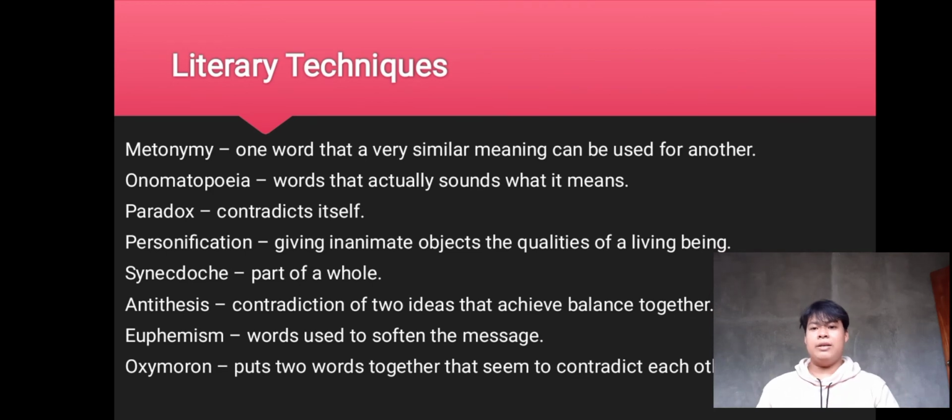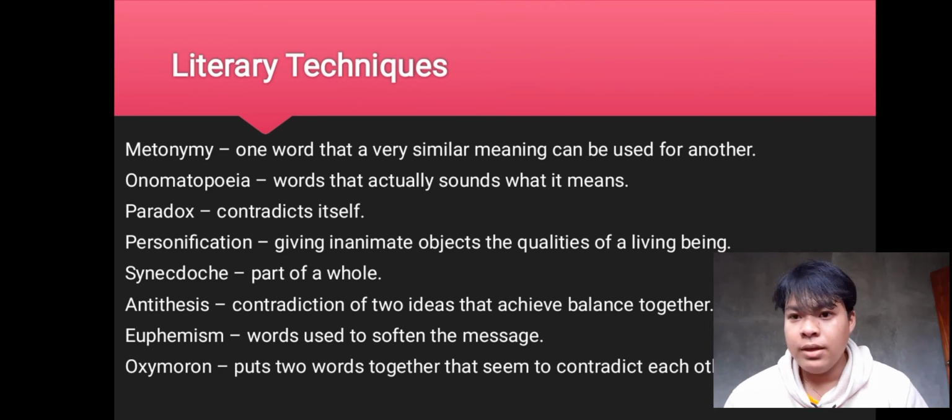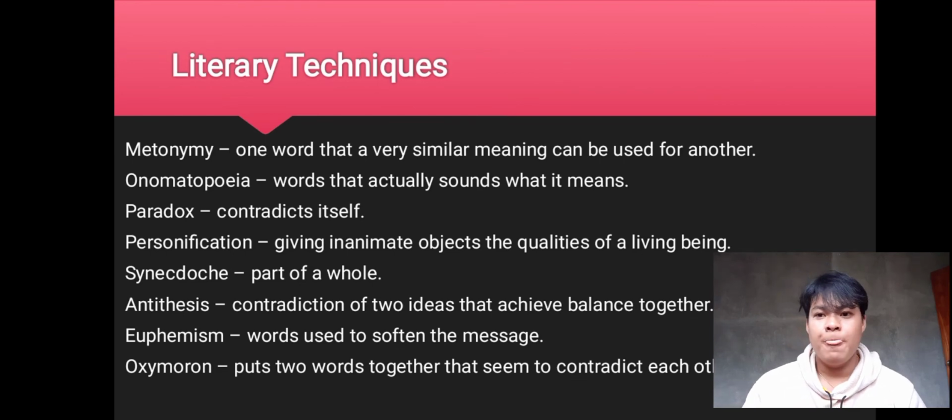I have examples here. The pen is mightier than the sword. When you try to understand the logic behind this phrase, which is a comparison, that the pen is mightier than the sword, this may be an example.